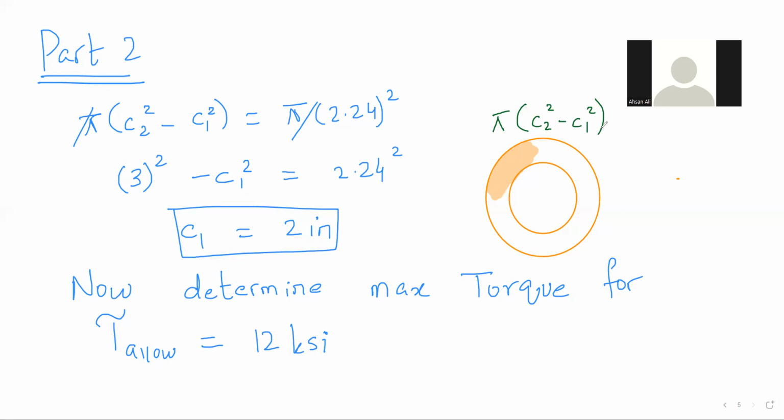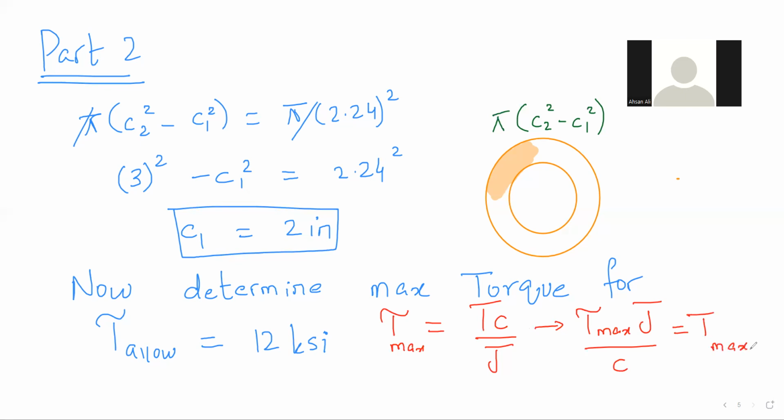408 kilopound inches. Yes. Very nice. So he said, I will answer it like this. Shear stress is equal to T max R over J. So tau max J over C gives me torque max, and I will put T max equal to 12 into 1000 pounds per square inch multiplied by the nice and beautiful J.